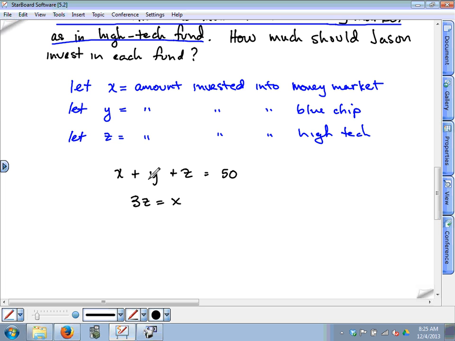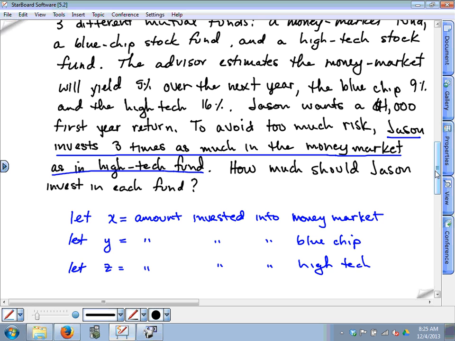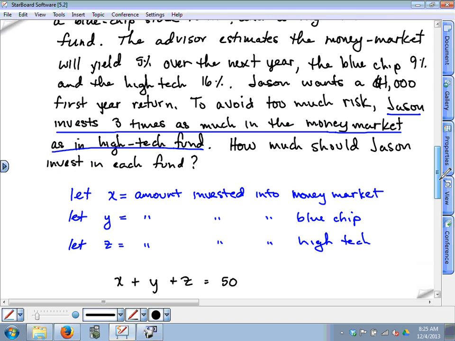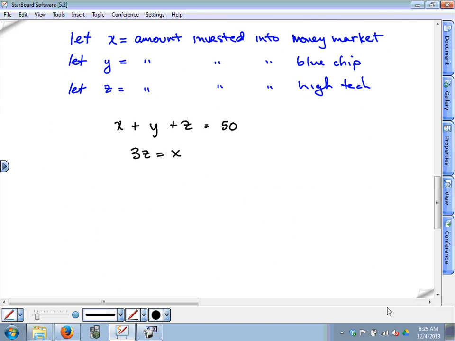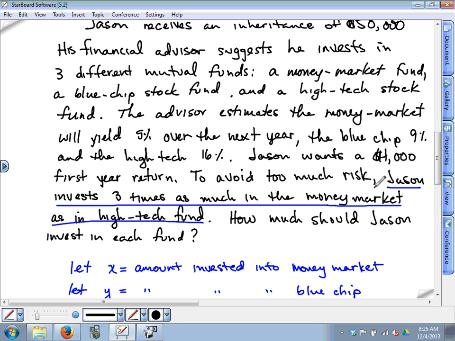It satisfies the first 2, but there's one more piece of information that we're not sure it satisfies. How much does he want as the return in the first year? So you have a good point there, Kyle, but does that make sense? We've got to make sure it satisfies this last piece of information, that he wants a $4,000 return. How do we write an equation? This one is probably the most difficult.